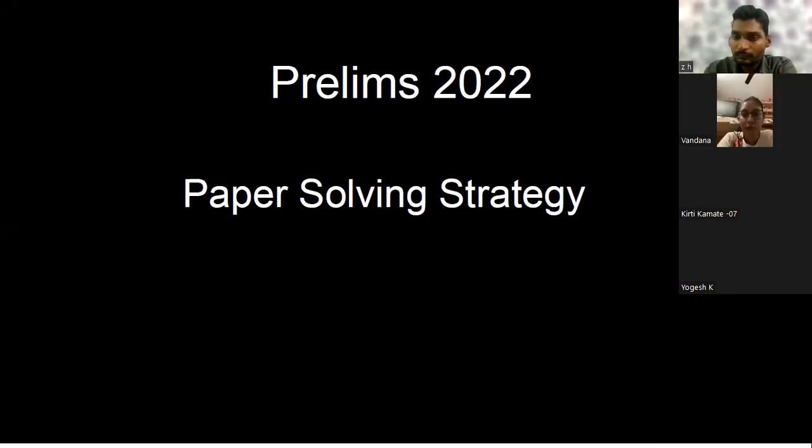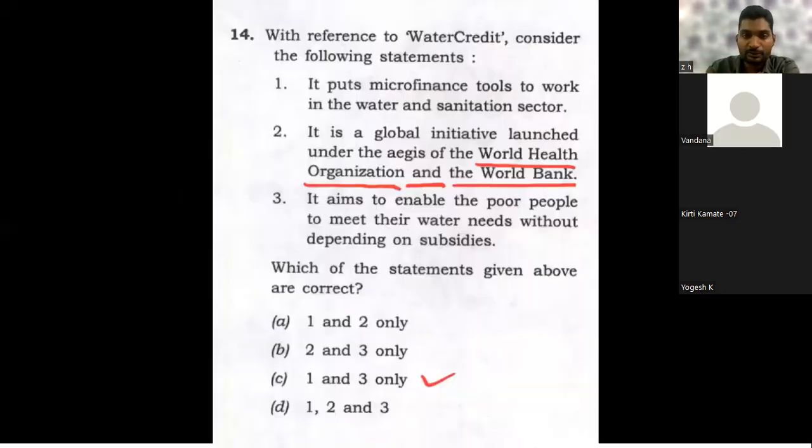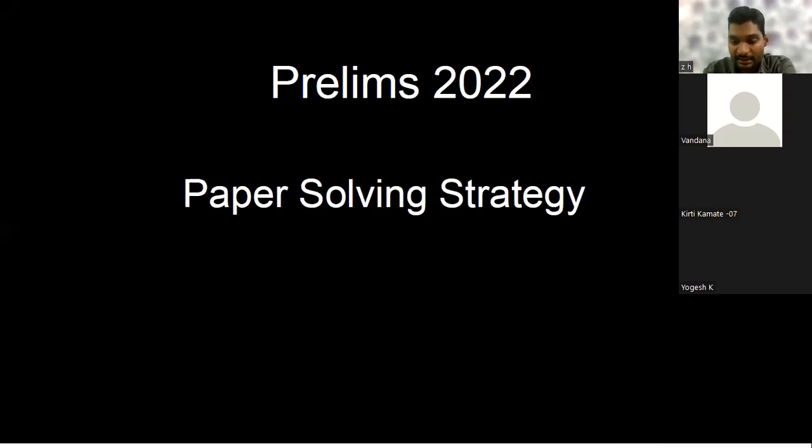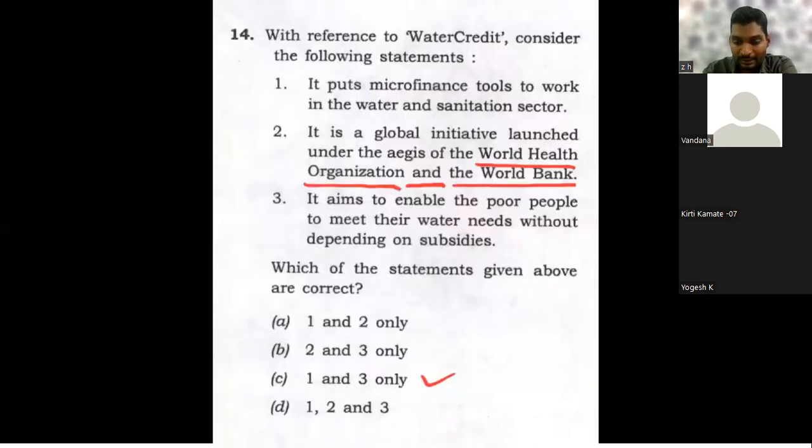All right, so let's keep the session very, very short, very, very quick. It's about your prelims 2022 paper solving strategy and the strategy that you need to follow in the upcoming few days. I'll just quickly try and elaborate on it. Then you can ask your individual questions, if any.